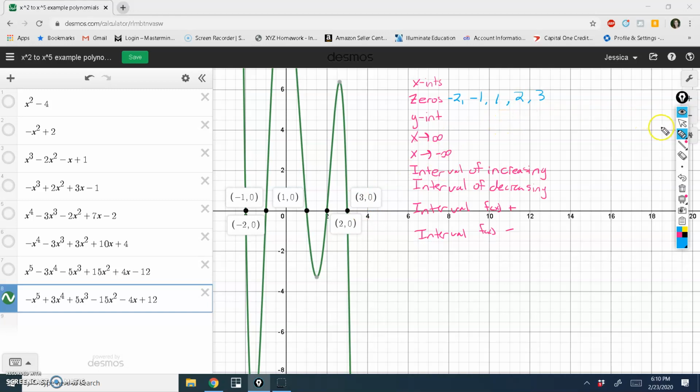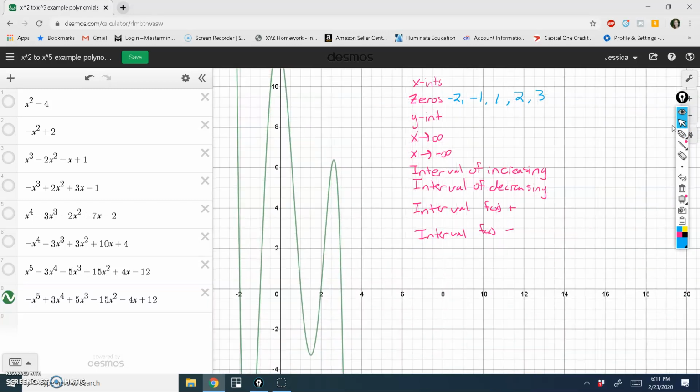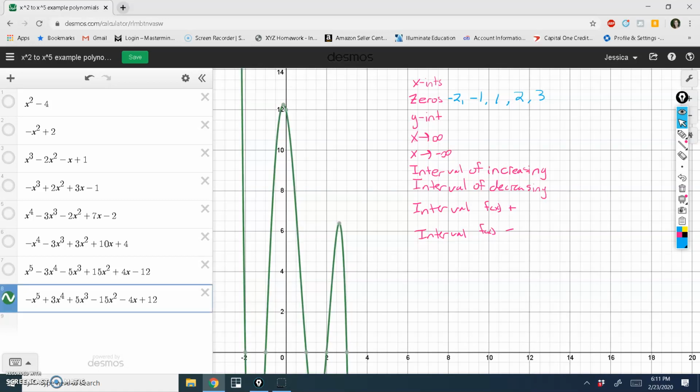Okay, next let's find our y-intercept, which I think it's up here. It's at (0, 12), because again, if we plugged in 0 for x, everything would be 0 except for the 12. So the y-intercept here is going to be at (0, 12).